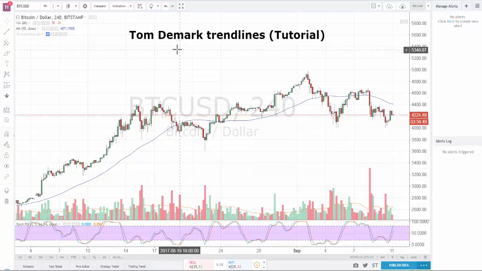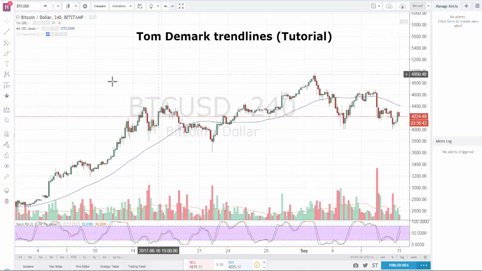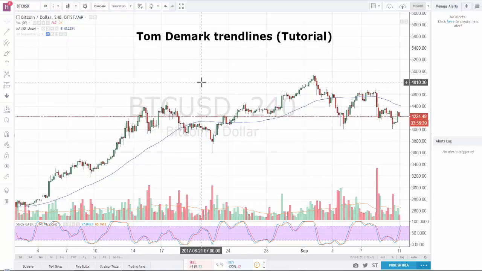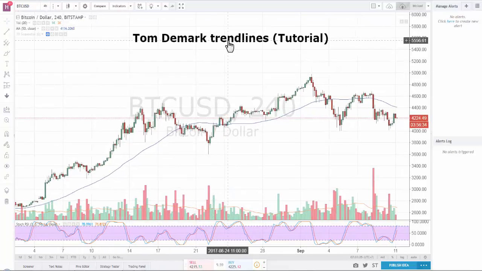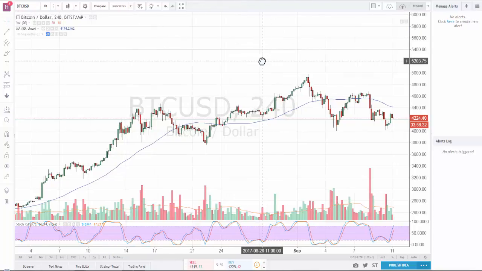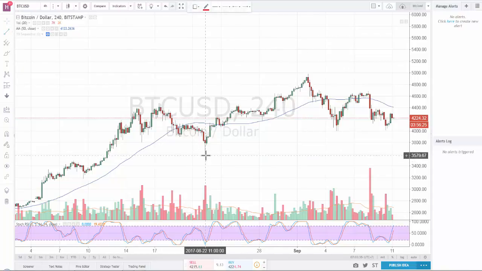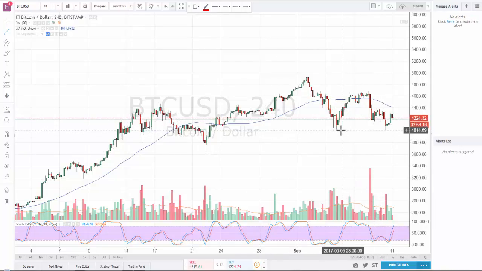The first rule to use this technique is that you have to use it in 4-hour charts. So for this example, I'm going to be using the Bitcoin versus US dollar 4-hour candles from Bitstamp. And the first step after you are in a 4-hour chart is that you need to draw a trend line using only the two most current lows. For example, the two most current lows in this case would be from this one to this one here.